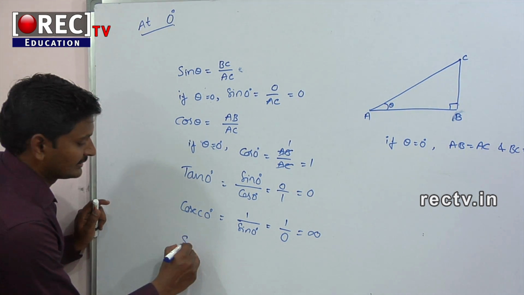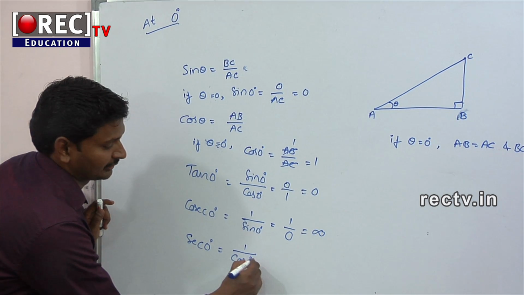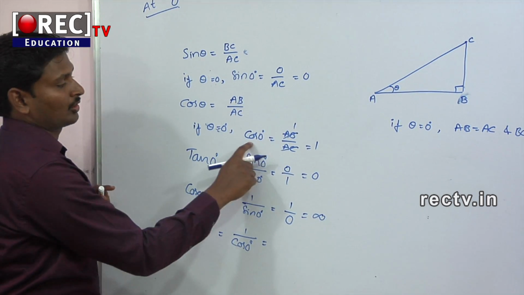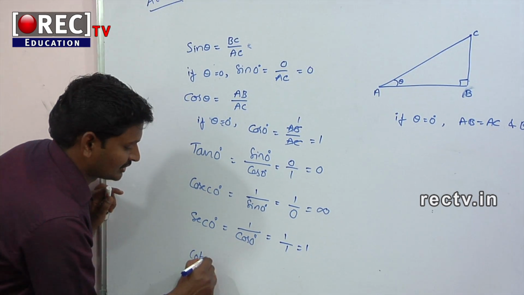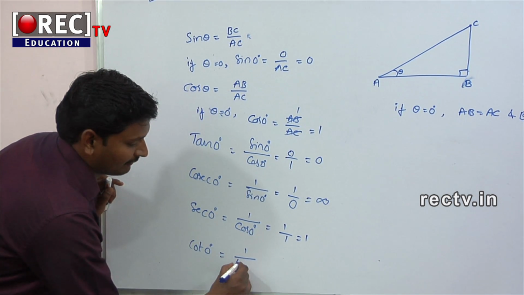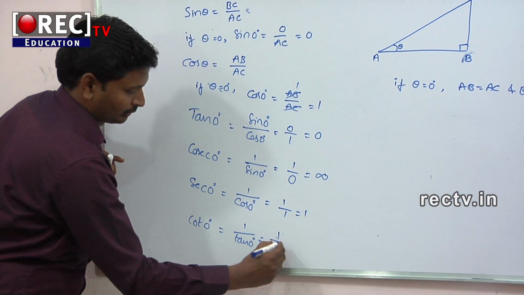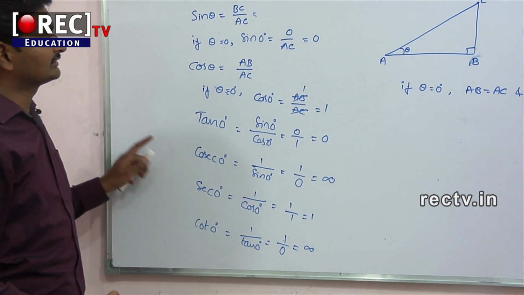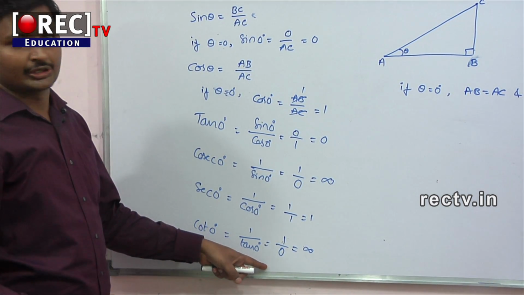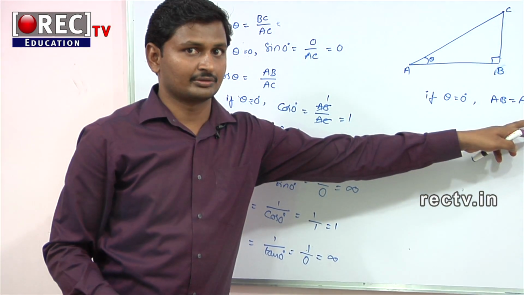And next one, secant 0 degrees. Secant 0 is nothing but reciprocal of cos 0 degrees. What is cos 0? Cos 0 is equal to 1. So 1 by 1, that is equal to 1. And now cot 0 degrees, that is the reciprocal of tan 0 degrees. What is tan 0 degrees? 0, so 1 by 0, that is equal to infinity. So these are the values of trigonometric ratios at theta equal to 0 degrees. These are the assumptions.